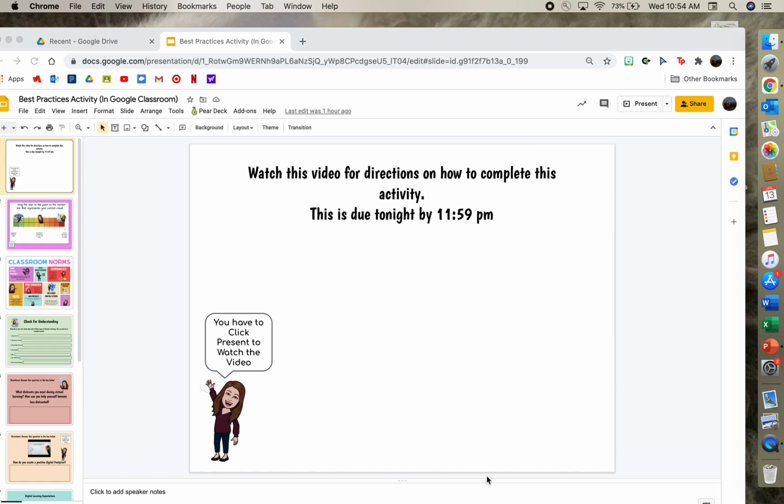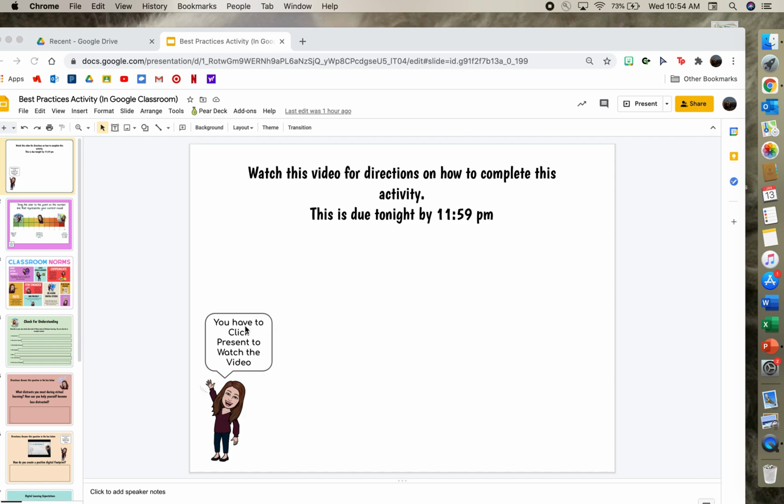So you will be doing this activity asynchronously, which means that you are not going to go to a Google Meet to get directions. The directions will be in the video that I'm making, and the directions will always be on the first slide of every assignment. Whether we go over the directions in Google Meet or you don't, they're always going to be here for you to watch.